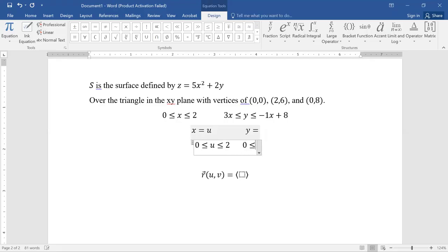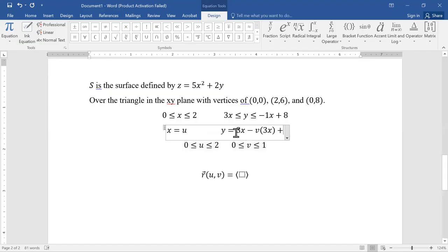We're going to do the trick that we did last time. We're going to let v go from 0 to 1. And then when v is 0, we'll want to be at 3x. When v is 1, we'll want to be at negative 1x plus 8. So I'm going to do minus v times 3x, so that when v is 1, the 3x cancels out, and then plus v times negative 1x plus 8.